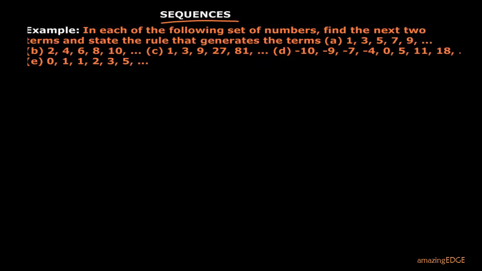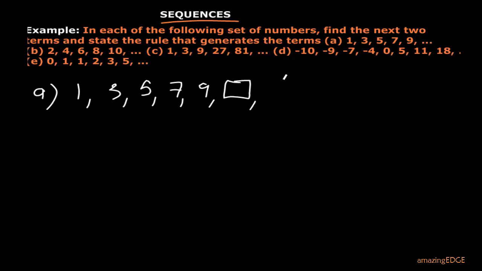So the first one, the A part, you have a set of numbers like this: 1, 3, 5, 7, 9, and it continues in that order. What will be the next number after 9? Then what will be the following number? That's the question. We need to fill these boxes. And the question says, when we have obtained that, we now give the rule that states how we got them.